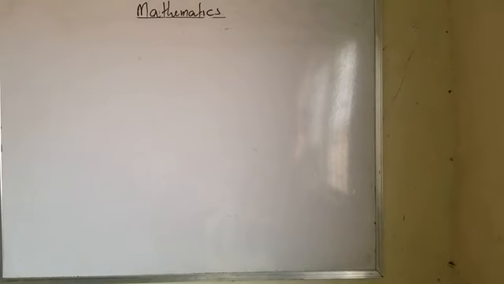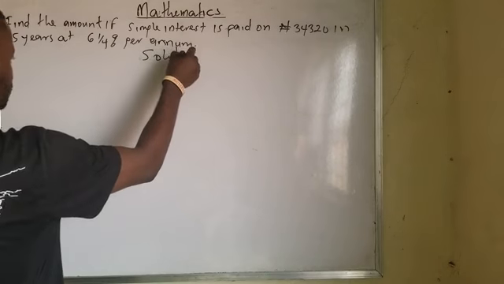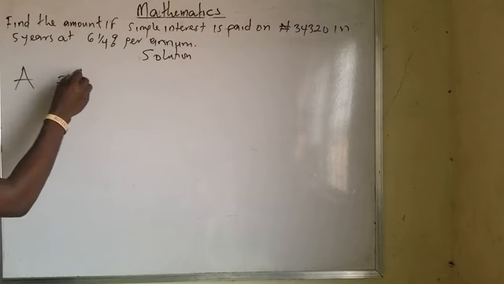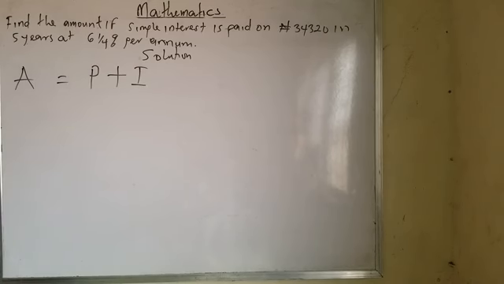Now, look at this question. Find the amount if simple interest is paid on 34,220 naira in 5 years at 6 1/4% per annum. Now, how do I solve this problem? The first thing I want you to understand is that amount equals principal plus interest.